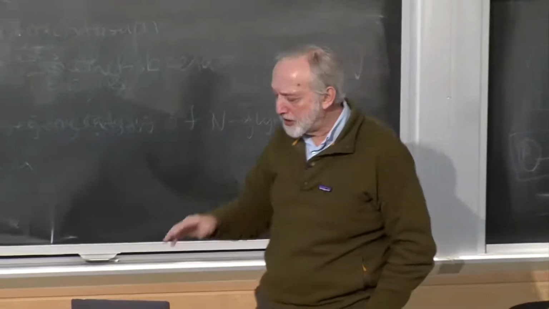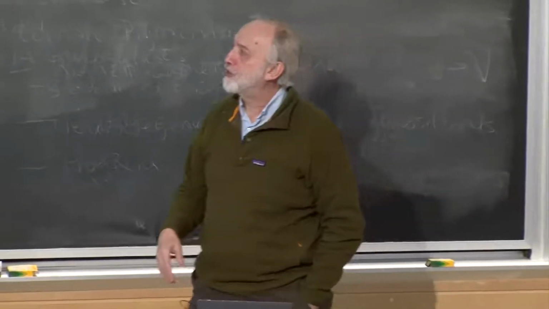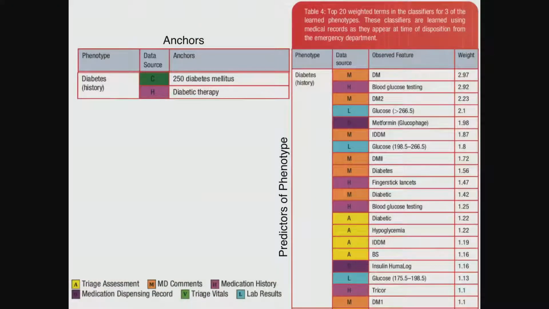So this was a very nice idea, and just to illustrate, if you start with something like diabetes as a phenotype, and you say, well, I'm going to look for anchors that are a code 250 diabetes mellitus, or I'm going to look at medication history for diabetic therapy. So those are the silver standard goals that I'm looking at. And those, in fact, have a high predictive value for somebody being in the cohort. And then they identify all these other features that predict those, and therefore, in turn, predict appropriate selectors for the phenotype that they're interested in.